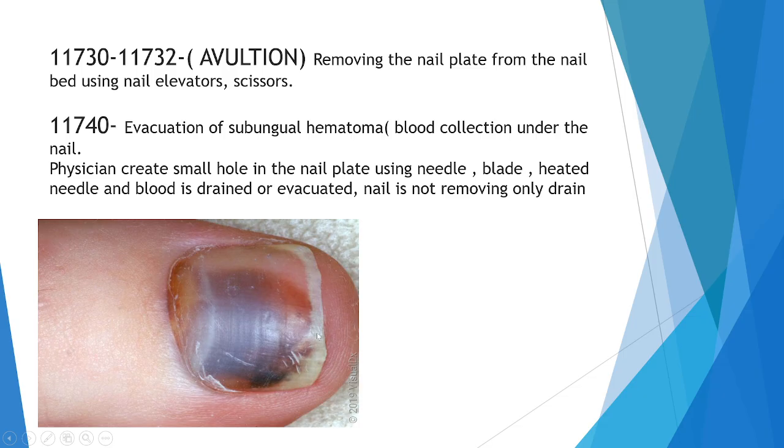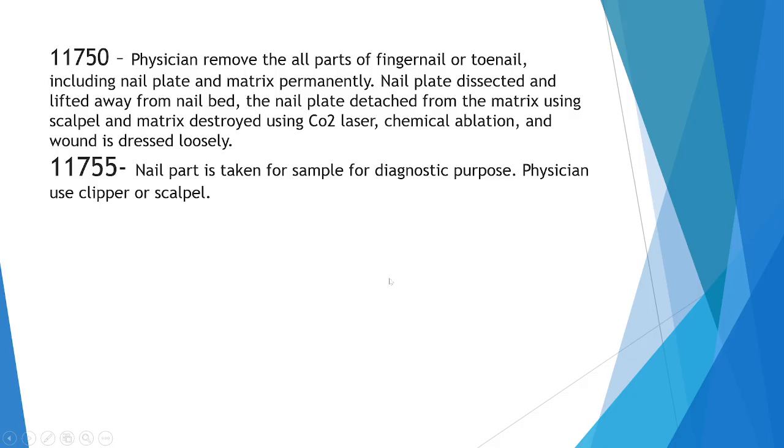The physician creates a small hole in the nail plate using a needle, a blade, or a heated needle, and the blood is drained out or evacuated. The nail is not removed, only draining. In the evacuation of subungual hematoma, there is no removal of nail. Only a needle is used for draining purposes.